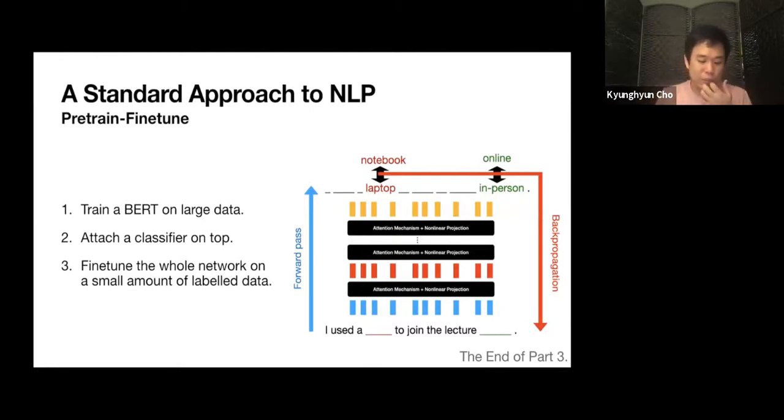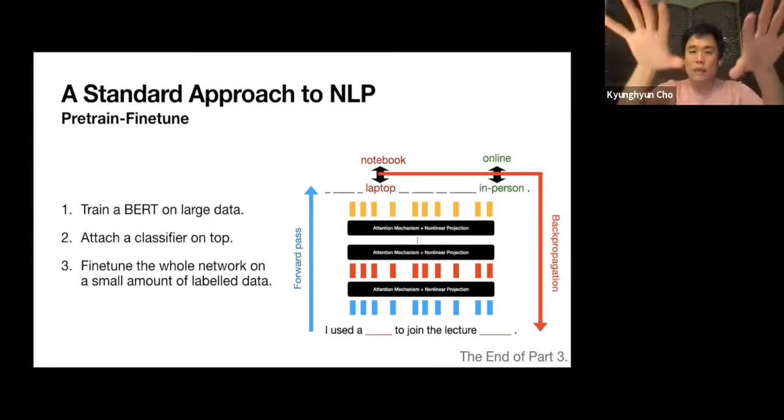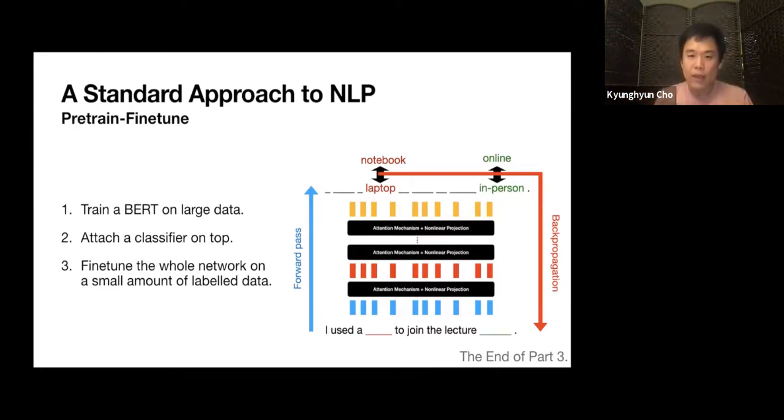In this particular case, the standard approach consists of 3 steps. First, we train a BERT on a very large dataset, such as Wikipedia or all the text on the internet. For this, we actually don't need any labels. All we need is just text. We create all these labels automatically at the time of training. How do we do that? By simply leaving out some of the words in each sentence and then asking BERT to reconstruct those left out words. That was the idea of masked language modeling.